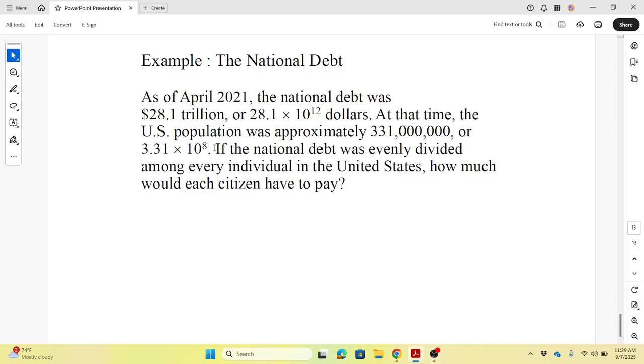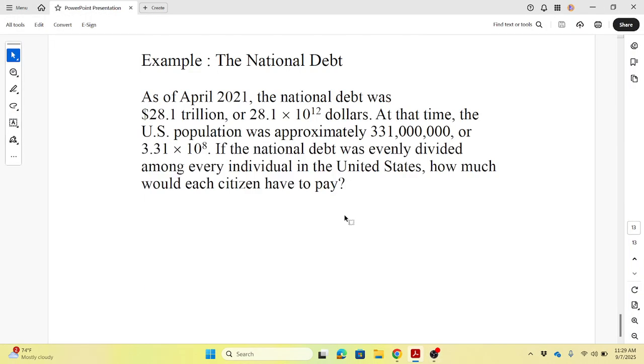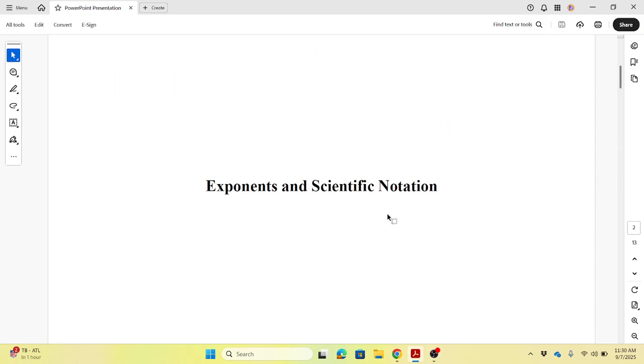Okay, so let's look at this example. As of April 2021, the national debt was 28.1 trillion, or 28.1 times 10 to the power 12. As you can see here, 28.1 trillion can also be written as 28.1 times 10 to the power 12 because there are 12 zeros in a trillion. This notation is called scientific notation. So in this section, we're going to talk about exponents and scientific notation.